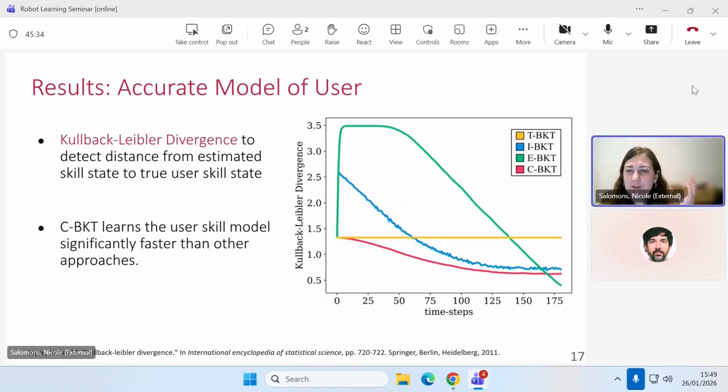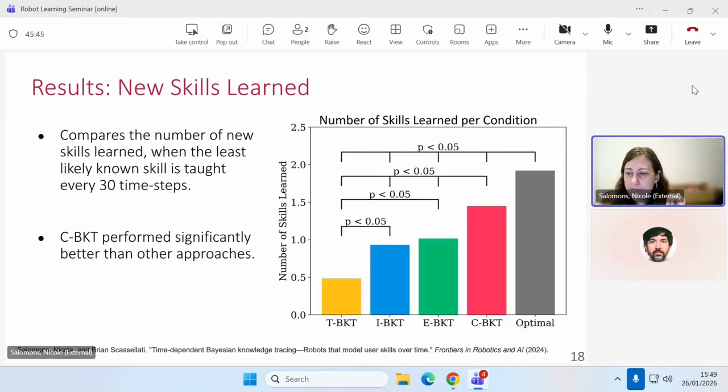But we don't just want to model the user skill state, right? We also want the robot to be able to act upon this. When it detects that the user has a low skill state, we want the robot to step in and provide some teaching on that task. So over here, we see that our algorithm also teaches the most new skills to users. It's not quite the optimal scenario, but it's close to that. It knows what is the ideal skill to teach the user given their observed skill state.